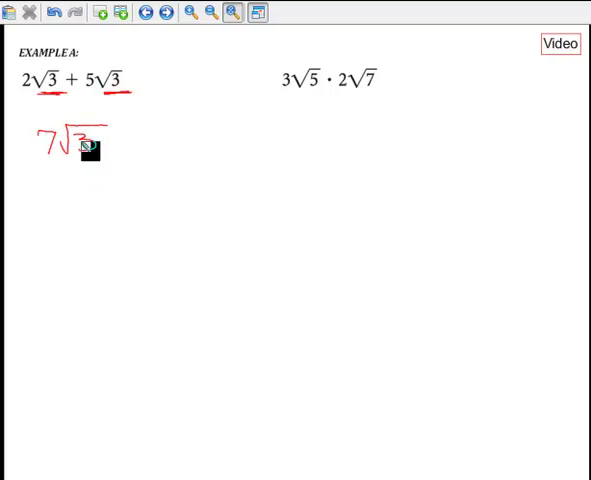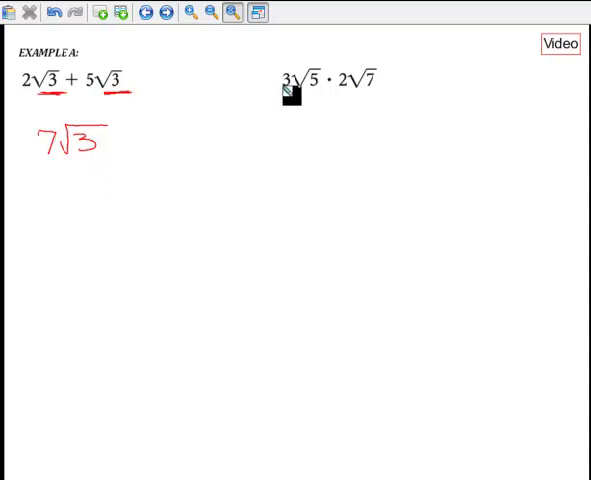All right, and we use radicals because the square root of 3 is an irrational number that we don't want to write out the entire decimal. We've seen how that decimal is infinite and we don't want to write that out, so we keep it simplified as the square root of 3. So this is 7 square roots of 3.